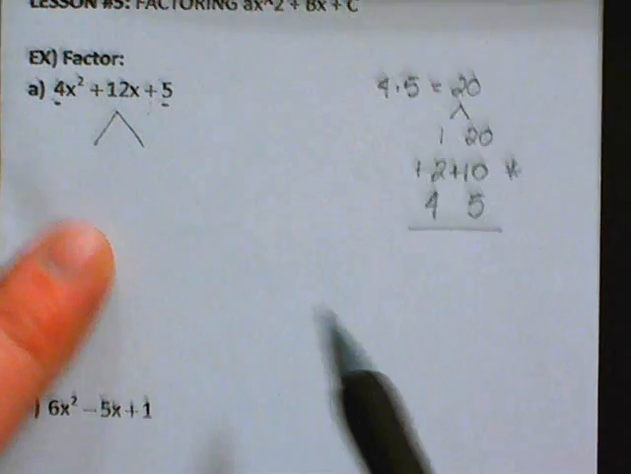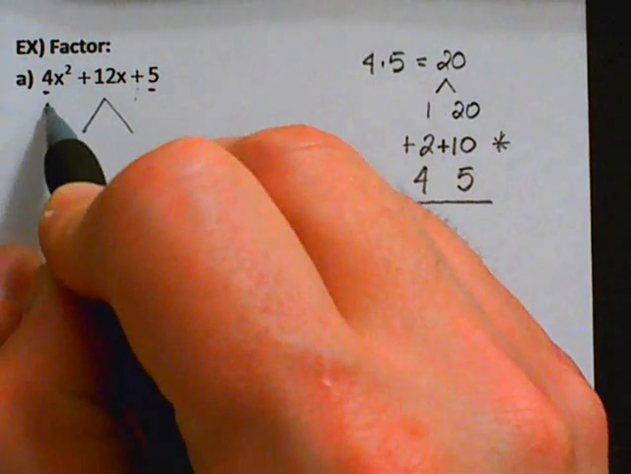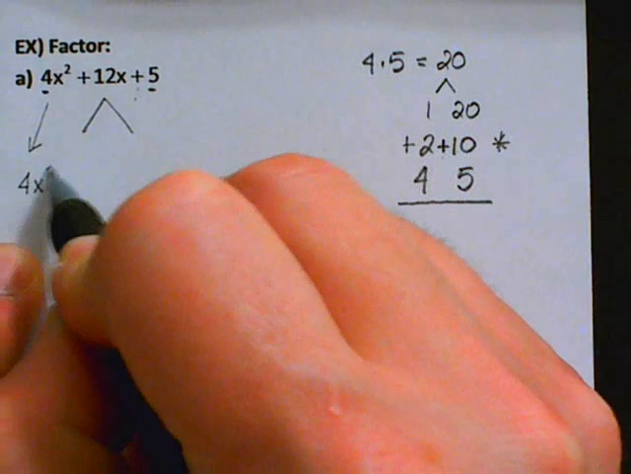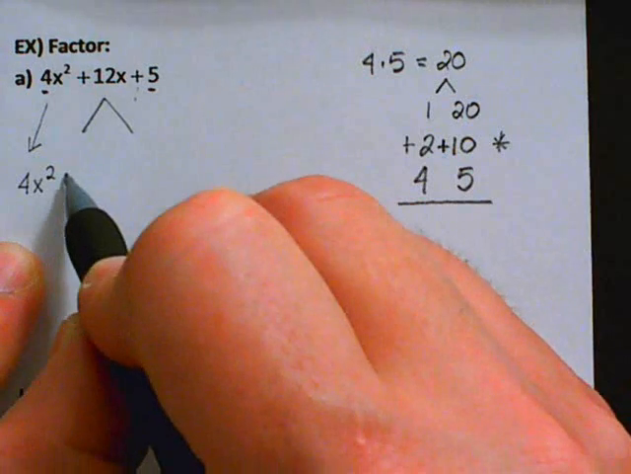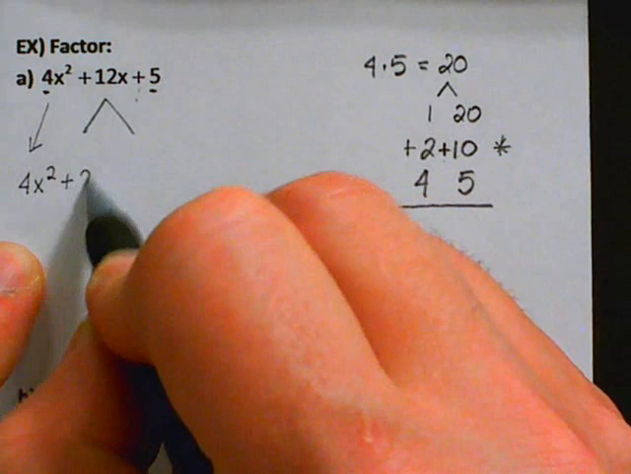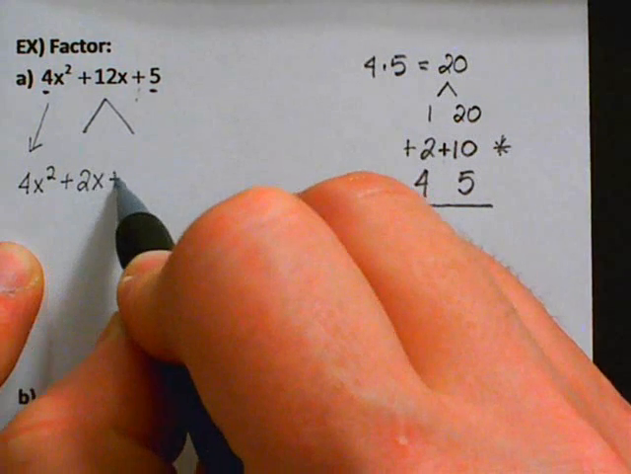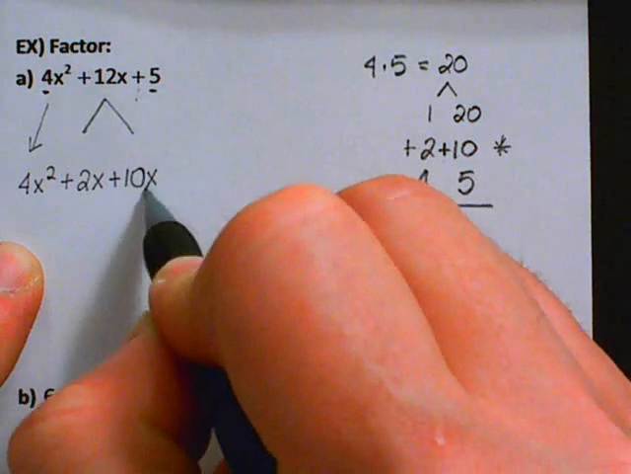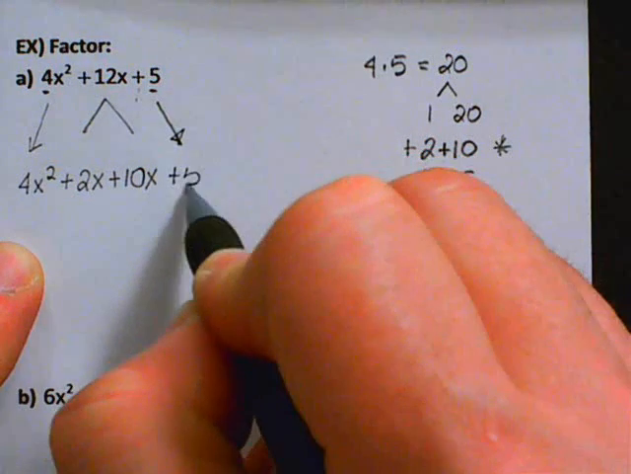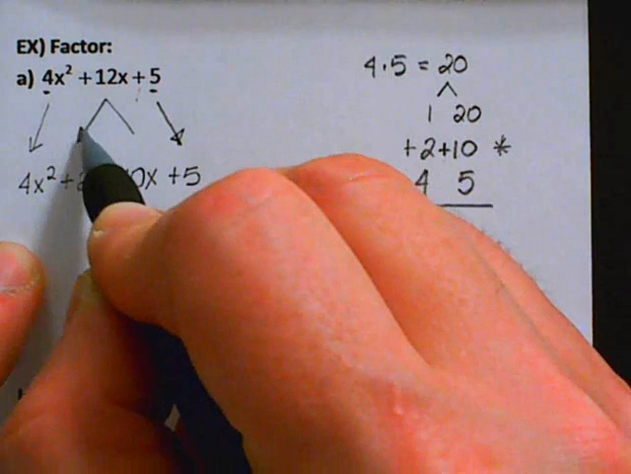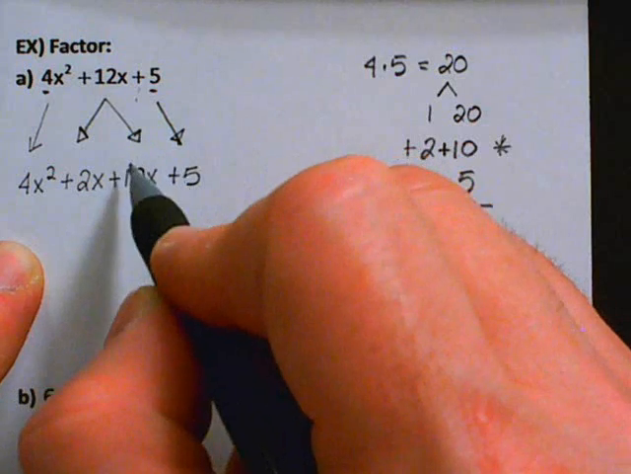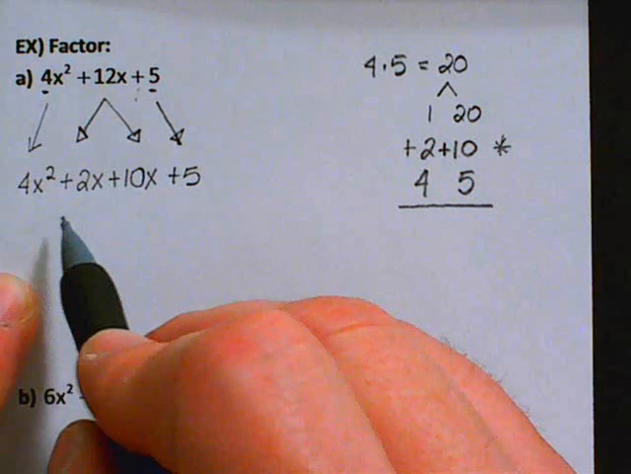We are going to copy the first term. I want to break down the middle term with the numbers that we selected here. So 2x plus 10x. And we're going to bring down the positive 5. Okay, now that I have that, let's group them in pairs.